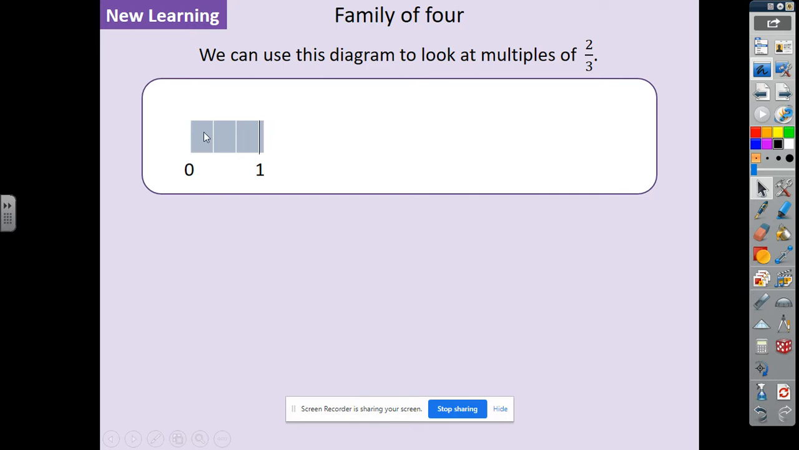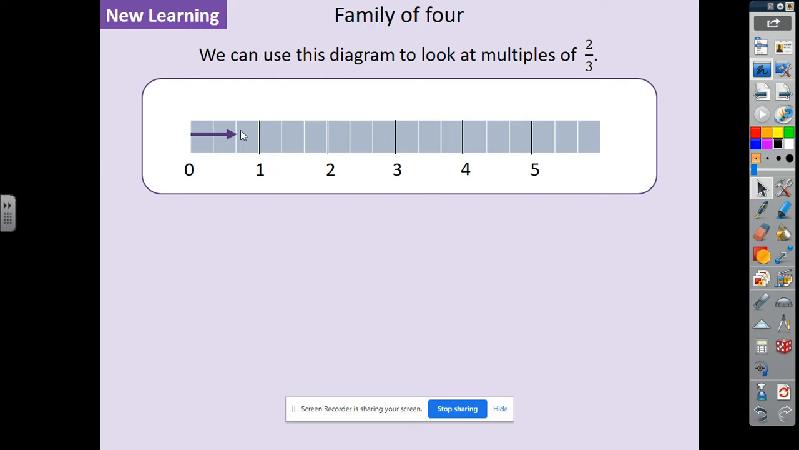Hopefully you have spotted it on the board. I've split it into thirds. So I've got 1, 2, 3. So I've split it into 3 parts. So we're looking at 2/3 this time. I'm looking at 2 out of the 3 parts. That's 2/3. So let's extend our number line.